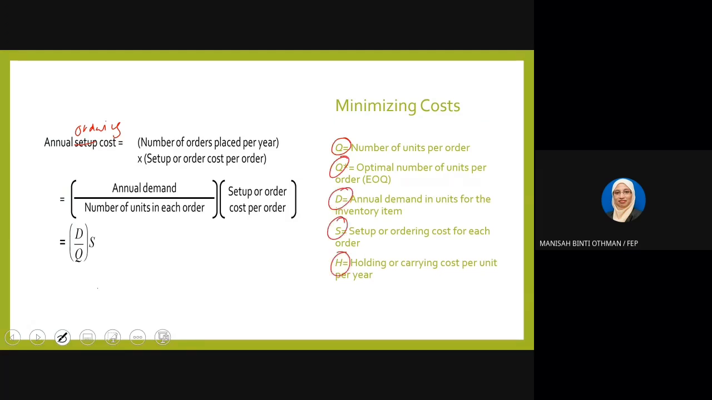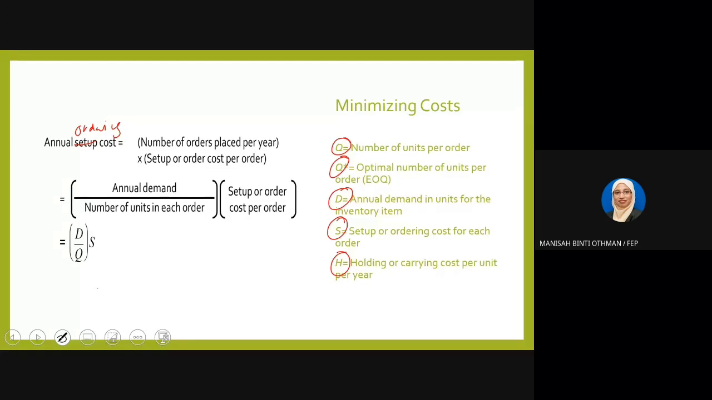The variables: Q star is the optimal order quantity. Q is the number of units per order, and D is annual demand. So you should get the information about annual demand for that item. S is for ordering cost, and H is for holding or carrying cost. Because we will use the same formula for EPQ, S is for setup or ordering cost. In EOQ, normally we use it as ordering cost.